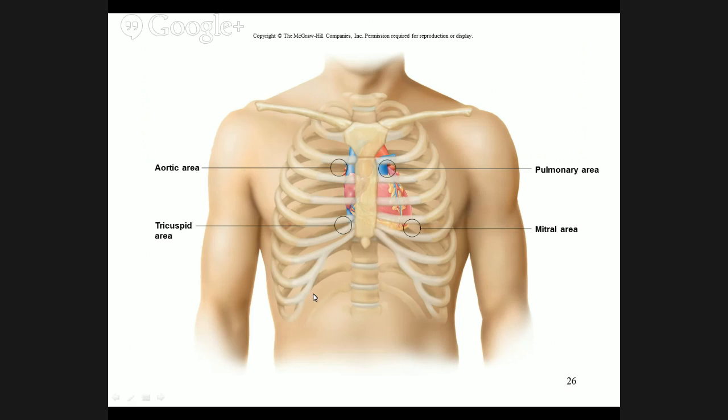Here's a slide of just where the mitral area sound would come from, or tricuspid area, aortic area, and pulmonary area.